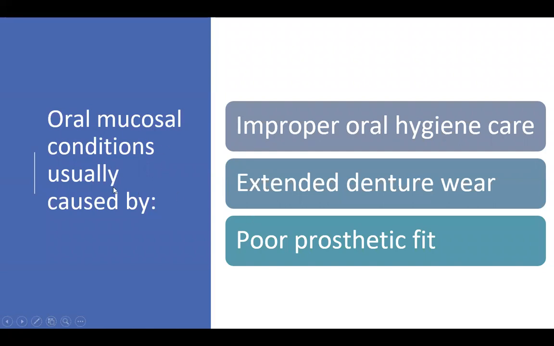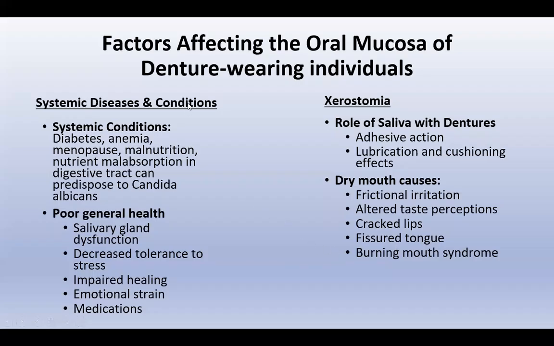Oral mucosal conditions are usually caused by improper oral hygiene care, extended denture wear, or poor prosthetic fit, so a poor fitting denture. So, factors affecting oral mucosa of denture-wearing individuals. We have systemic diseases and conditions under that. So with systemic conditions, diabetes, anemia, menopause, malnutrition, and nutrient malabsorption in the digestive tract can predispose to Candida albicans.